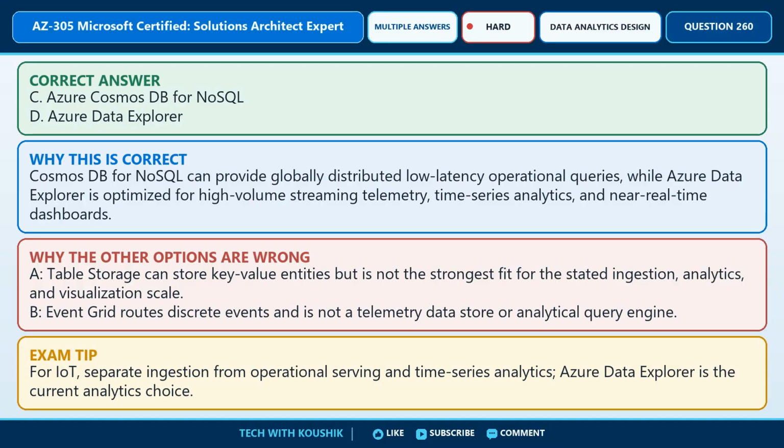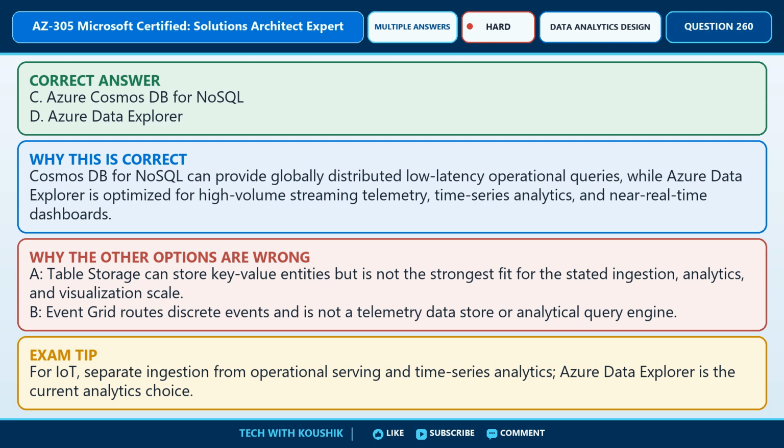Select Option C, Azure Cosmos DB for NoSQL, and Option D, Azure Data Explorer. Cosmos DB for NoSQL can provide globally distributed low-latency operational queries, while Azure Data Explorer is optimized for high-volume streaming telemetry, time series analytics, and near real-time dashboards.